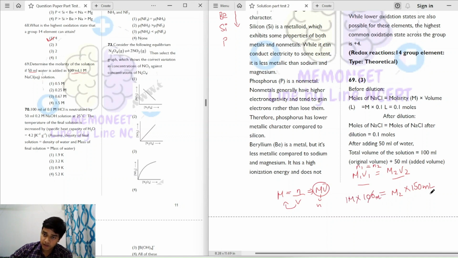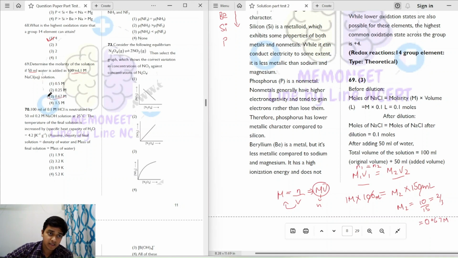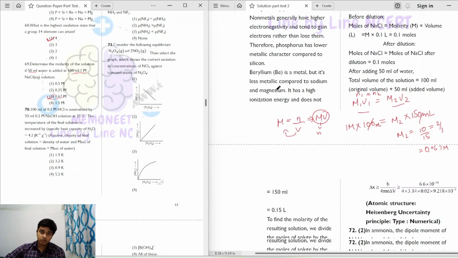So from here, if we try to find out M2, we'll get M2 as 10 divided by 15, which gives us 2 by 3, which is equal to 0.67 molar. So the correct answer will be option 3, 0.67 molar. Okay. Moving on to the next question.